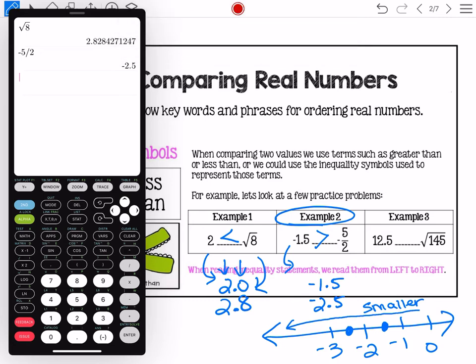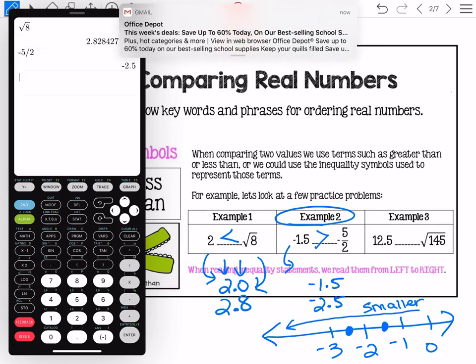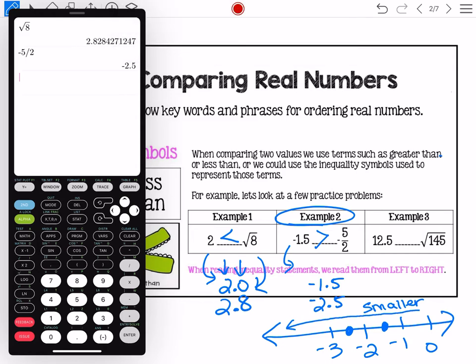Again, 12.5 is already in decimal form. I'm going to put this up here where I have space. Okay, and the square root of 145, come over to my calculator, put that in. 12.0, since we're approximating, and since 12.5 only goes to the tenths place, we just need to write that to the tenths place. Okay, and just know that that's an approximation, guys. It's not the exact answer.